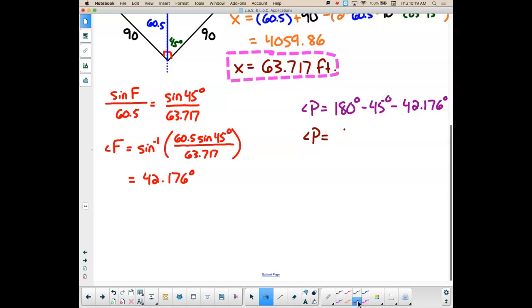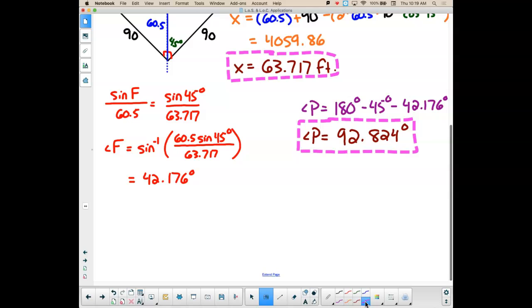I get 92.824 degrees. Who was wondering why we couldn't use the law of sines? Yes, you could use the law of cosines, and it would take you right to there. That gives you the 90.